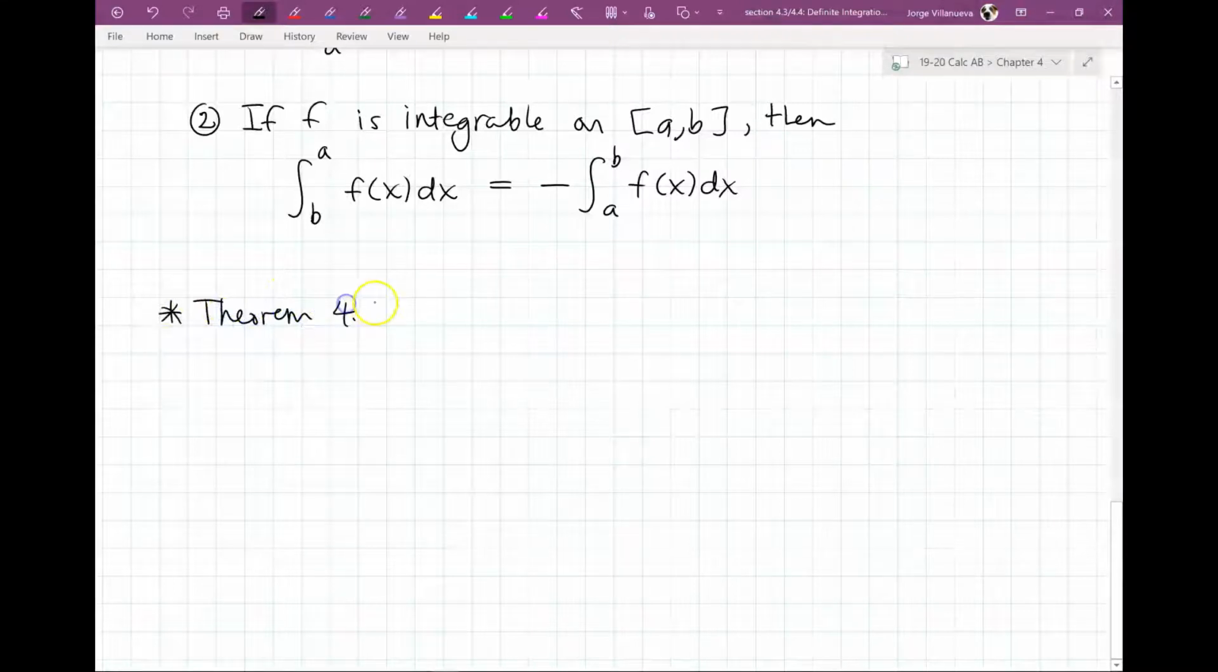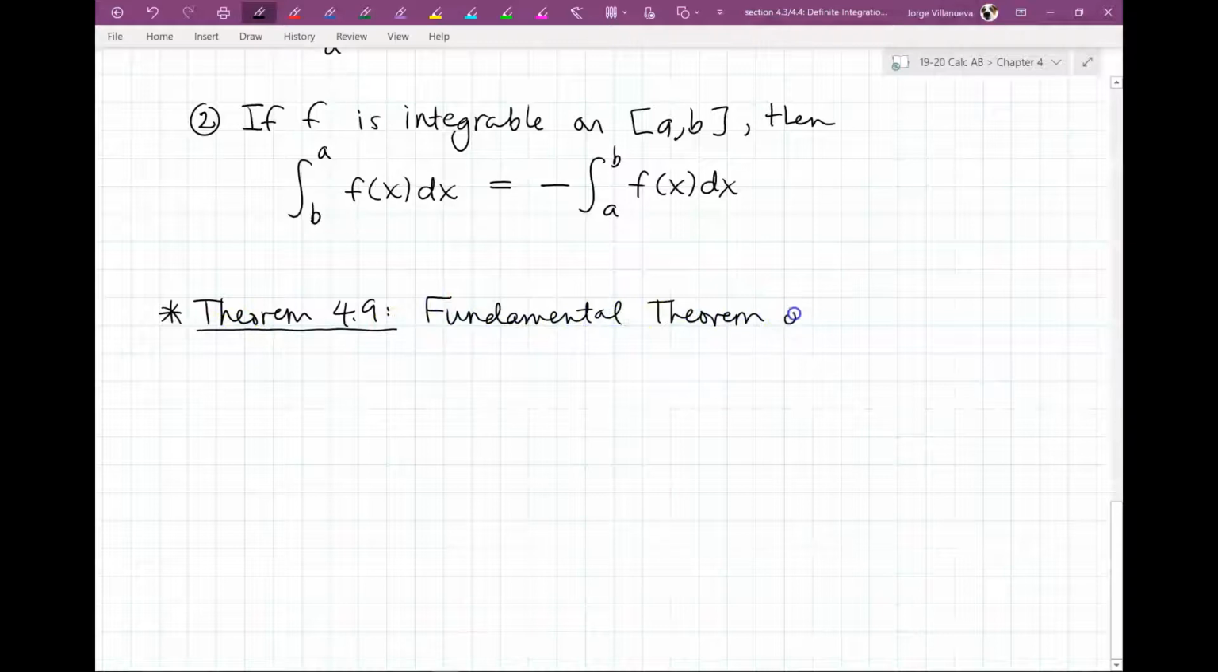Theorem 4.9 is what we call the FTOC, the fundamental theorem of calculus. Again, FTOC. That's usually what you'll hear me say every once in a while.